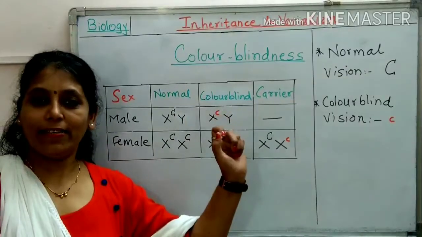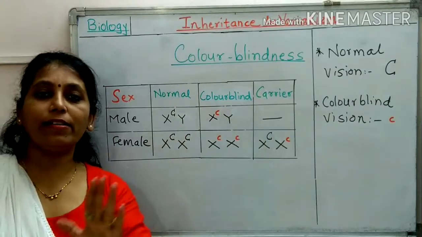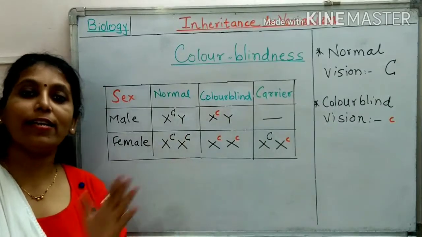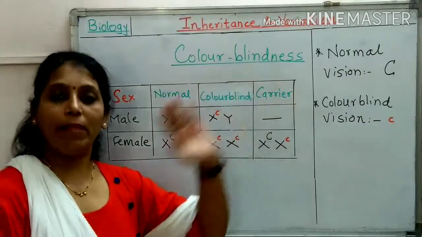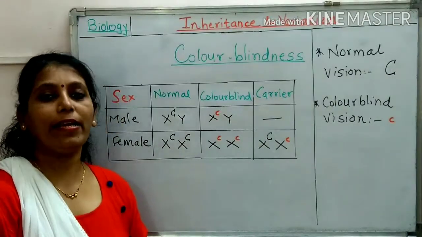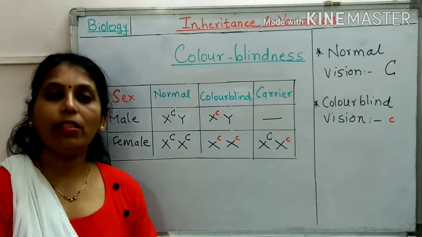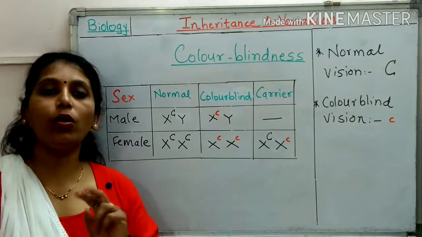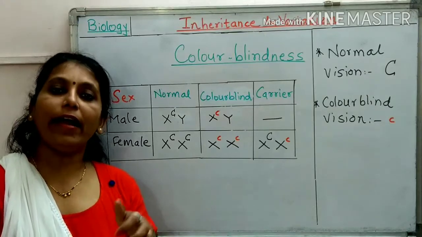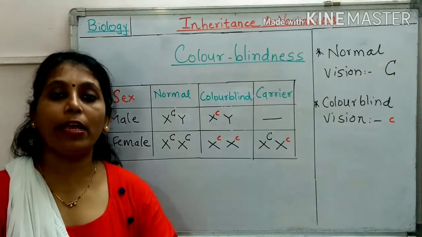Color blindness. This is an example of X-linked gene, which is also called sex-linked gene. Okay. Let us study color blindness. What is color blindness? Color blindness is a disease in which the person is not able to distinguish two colors, red color and green color. Both the colors appear gray for him.